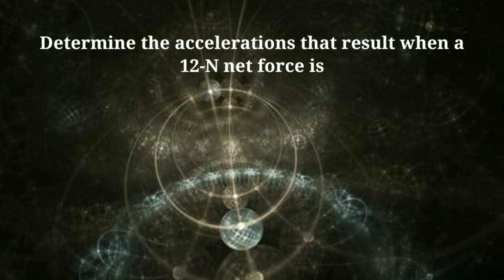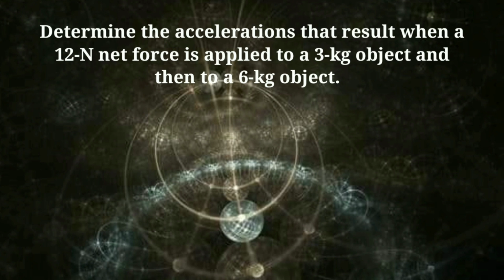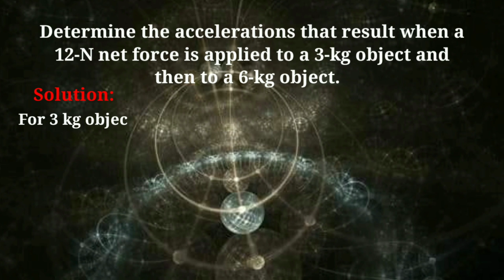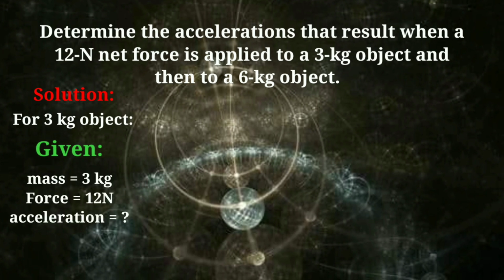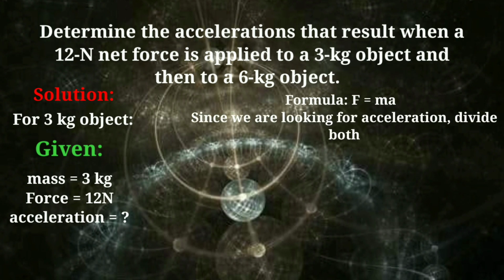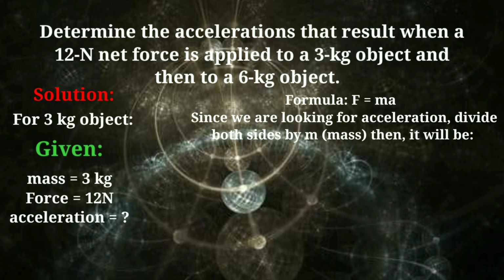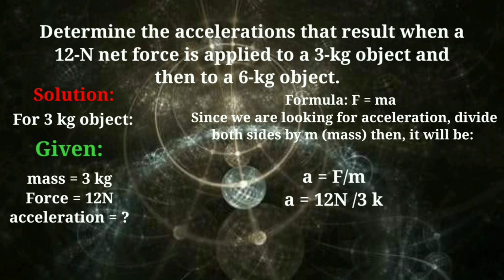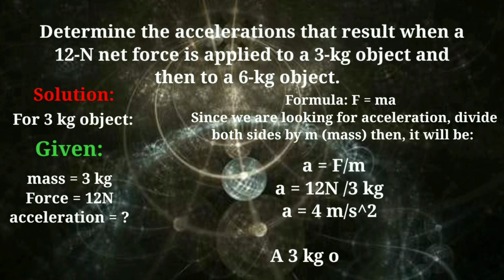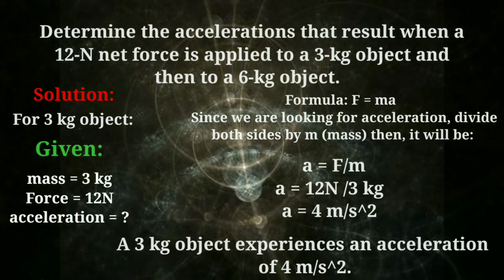Determine the accelerations that result when a 12 N net force is applied to a 3 kg object and then to a 6 kg object. Solution. For the 3 kg object. Given: mass equals 3 kg, force equals 12 N, acceleration is missing. Formula: F equals ma. Since we are looking for acceleration, divide both sides by m, mass. Then a equals F over m, equals 12 N over 3 kg. a equals 4 meters per second squared. A 3 kg object experiences an acceleration of 4 meters per second squared.